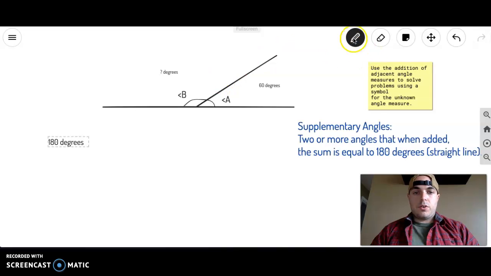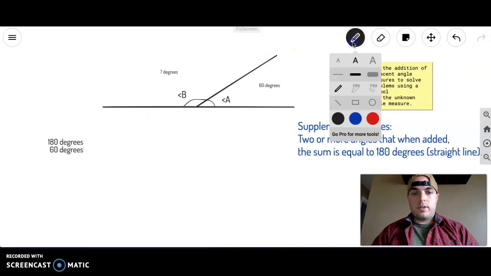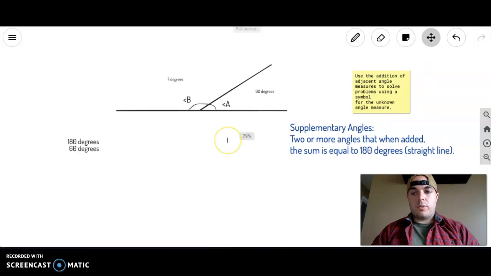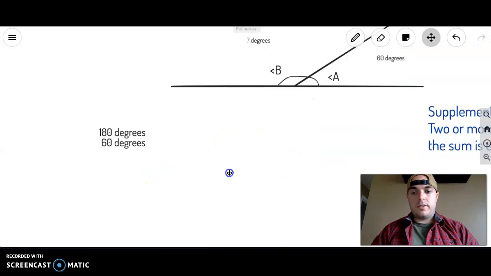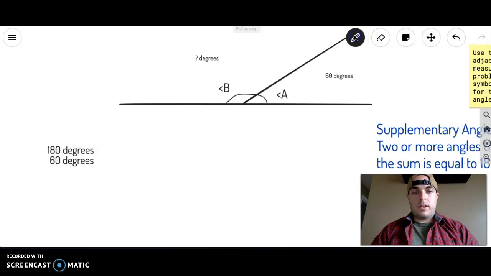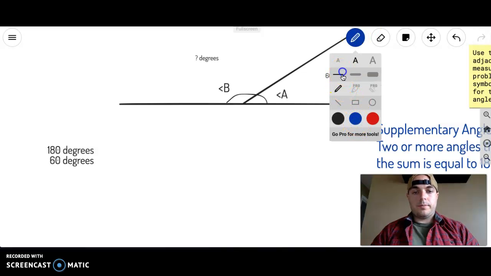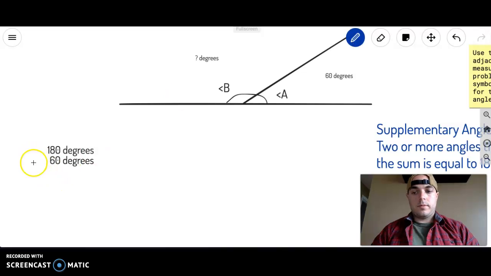And what we also know we have here is our 60 degrees. So what we need to do is subtract the two. So I'm going to very quickly zoom in so we can see this just a little bit better. I will subtract. And the reason I'm subtracting is because if I know addition, adding these two angles gives me 180, I know I can find the difference, the missing piece, by subtracting those two.